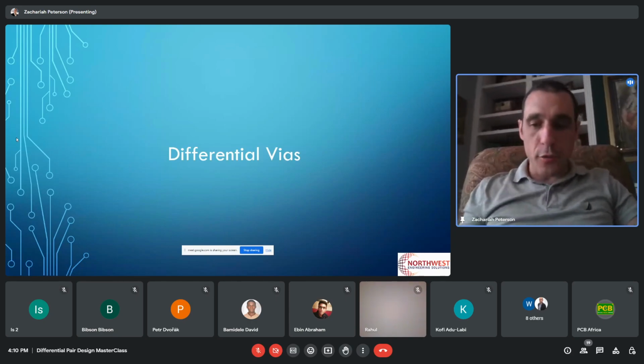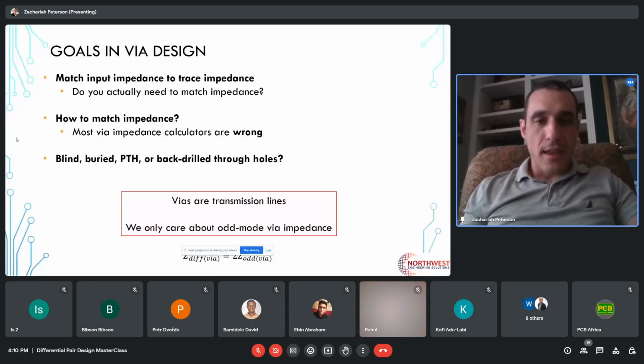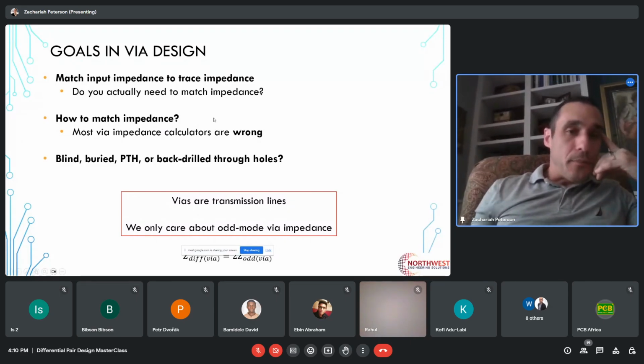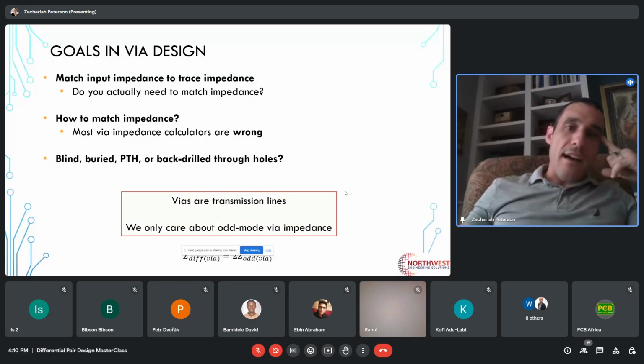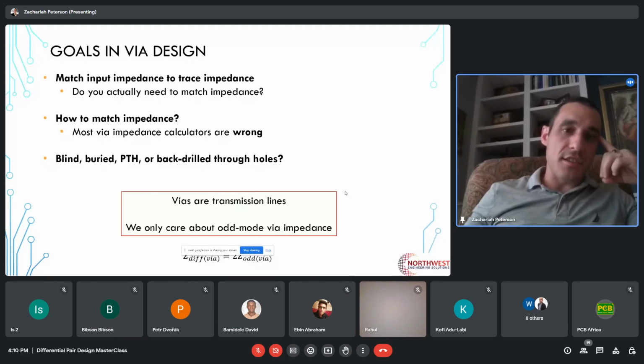So the differential vias are needed to get those signals out of those devices. Now, what are the goals in via design? Well, vias have an impedance, and you need to match that impedance of the via to the impedance of the traces that the vias are connected to.